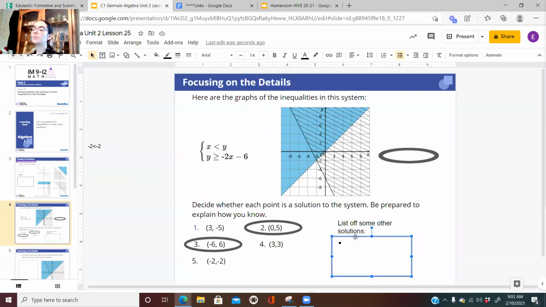Who can list off one more solution that they found for this system of inequalities? Give me another coordinate pair that could be a solution. 0, 8. Very good, Abby. There are a ton of them. What's another one? Nice job, Gwen. 2, 2. Let's see. Is 2, 2 going to work? Over 2, up to 2. Is 2, 2 going to work?